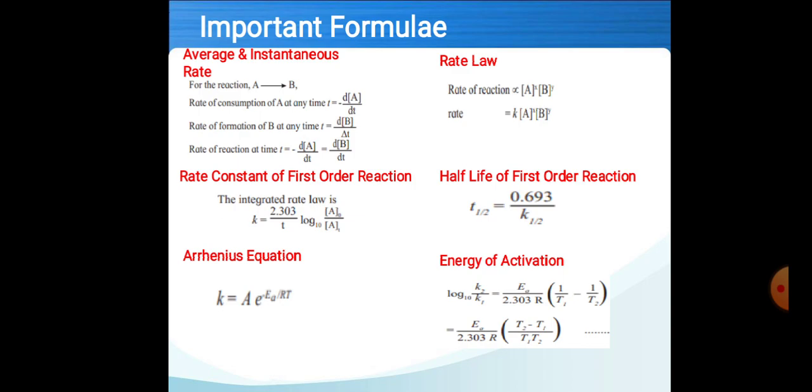On rearranging this equation, we will get Ea upon 2.303 into R into (T2 minus T1) upon T1 into T2. Ea is the energy of activation, R is the gas constant, T2 is the final temperature and T1 is the initial temperature.